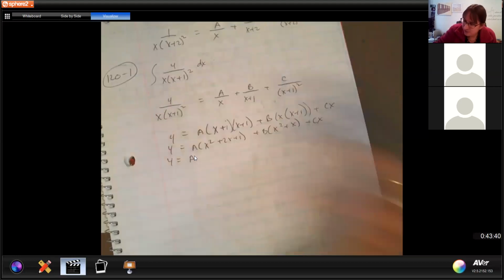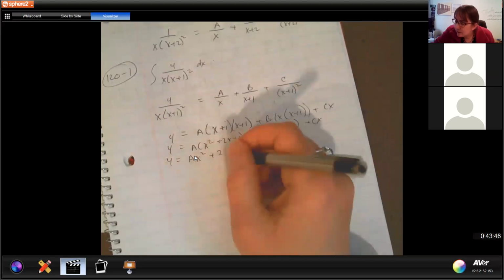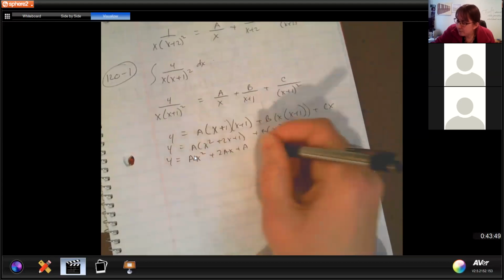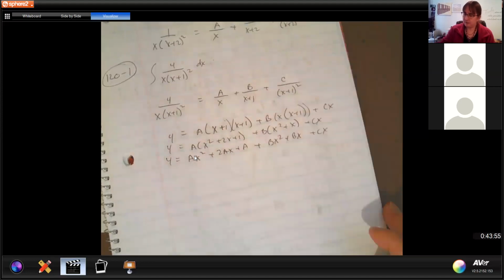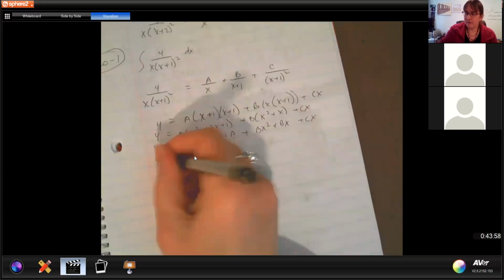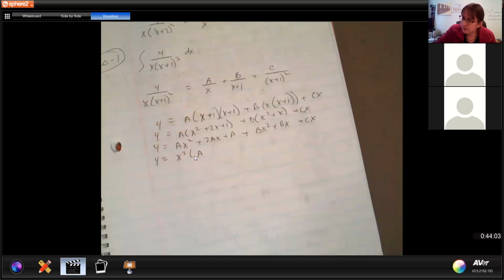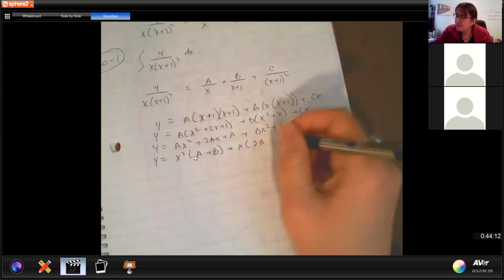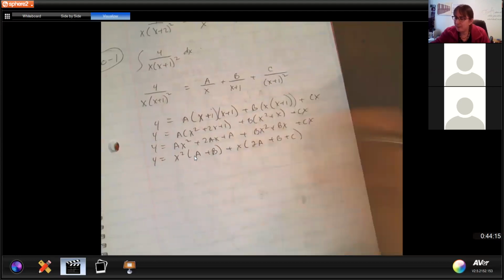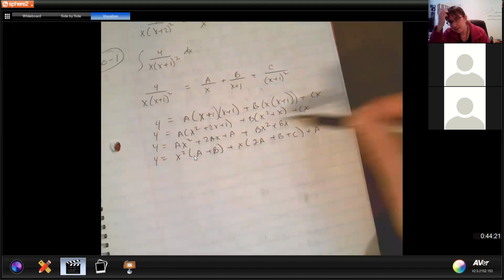Simplify again, distribute. So we got Ax squared plus 2Ax plus A plus Bx squared plus Bx plus Cx. And then I'm going to gather all my x squared terms, which is just A plus B, and then gather all my x terms, which is 2A plus B plus C. There's 3 of them. And then all my constants. So I have an A, and that's my only constant.